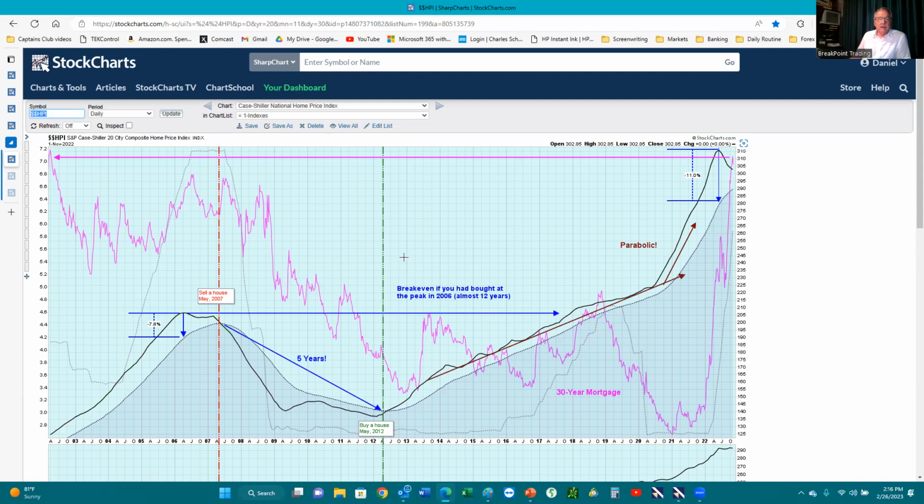However, for those that are investors and are landlords and renting your properties, it doesn't really matter. Even if you had bought at the peak back here, your renters are paying your mortgage all through this period. As a matter of fact, if you had bought at the peak, you can see this pink line right here shows you what the 30-year mortgage rates were.